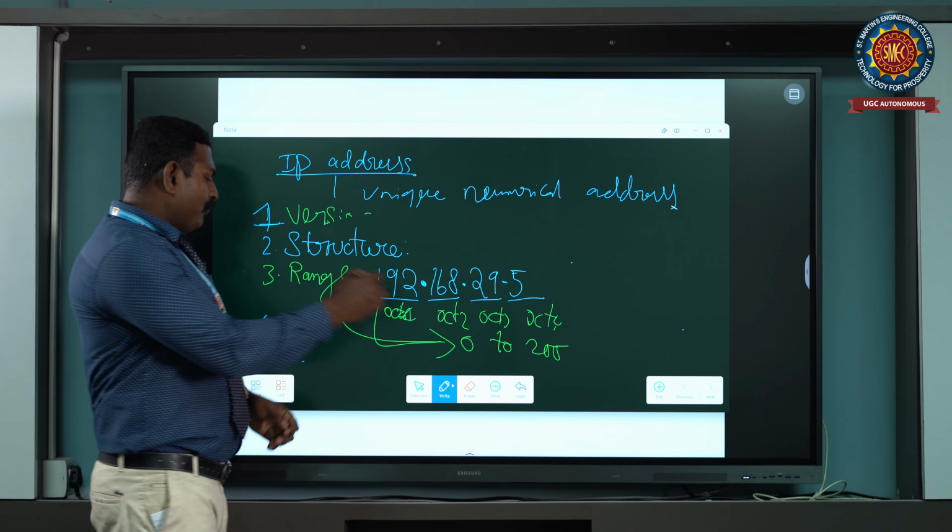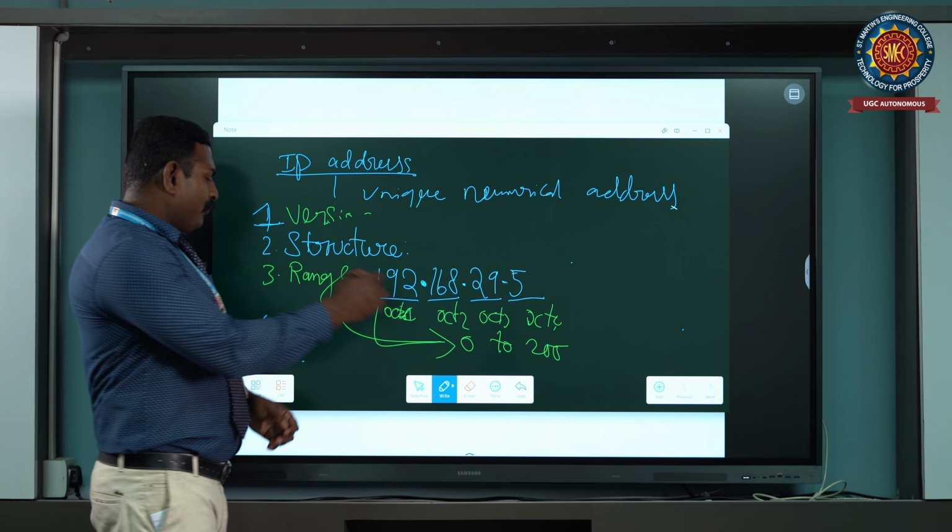Next, the fourth one. I will erase this. The first one is version, then structure, range, size. The fourth one is size. The size is 32 bit. Now, where does this 32 bit come from? How can we call it 32 bit? It is 32 numbers, each either 0 or 1.